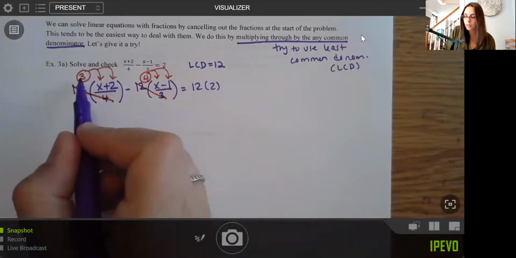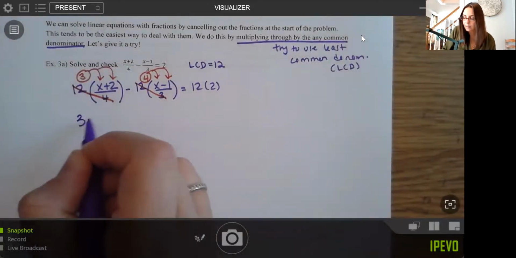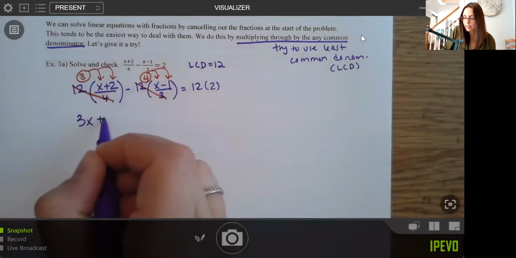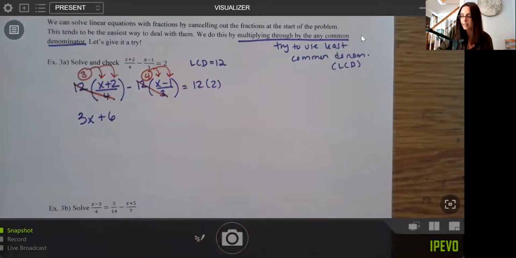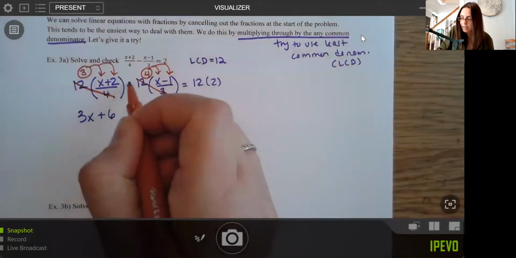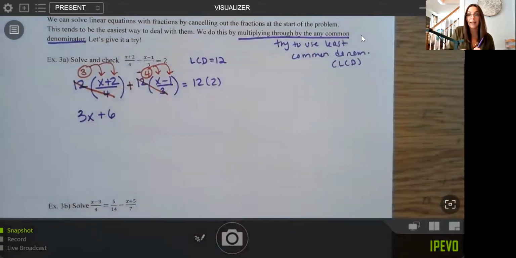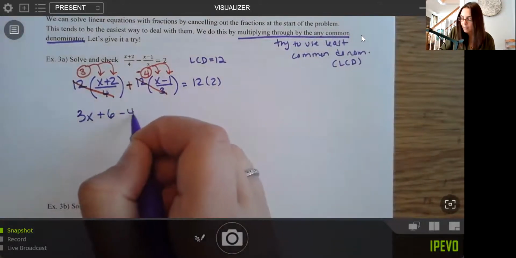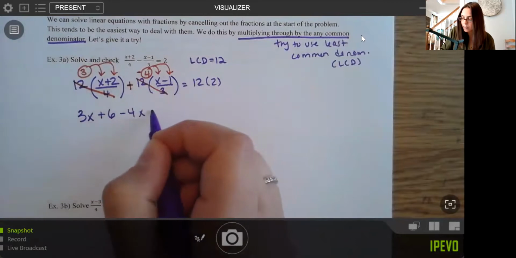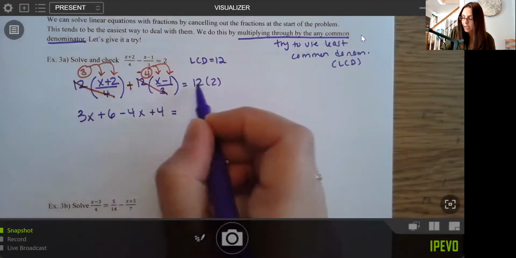So here I'm going to do 3 times x, which is 3x, and 3 times 2, which is 6. For the next group, just be really careful. You have a minus sign there. So that minus sign is getting distributed with that 4. So I'm going to distribute a negative 4 throughout. Negative 4 times x, and then negative 4 times negative 1 is positive 4. And on the right side, I have 24.